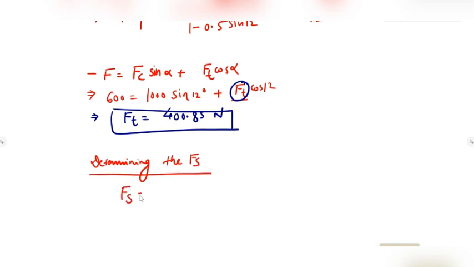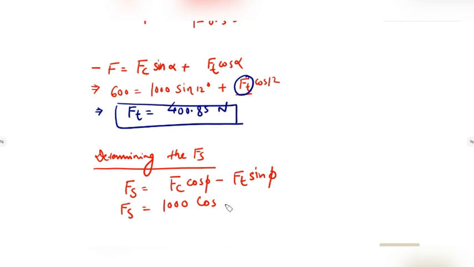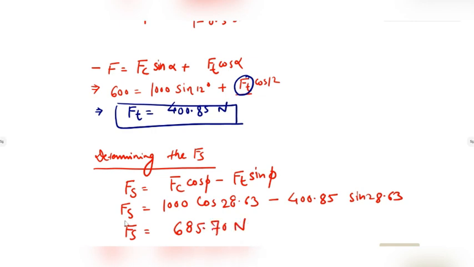Expressing Fs in the terms of Fc, Ft and phi is given by Fc cos phi minus Ft sin phi. Therefore, Fs will be 1000 cos of, we determined the phi as 28.63, minus 400.85 sin of 28.63. So value of Fs will be equals to 685.70 Newton.